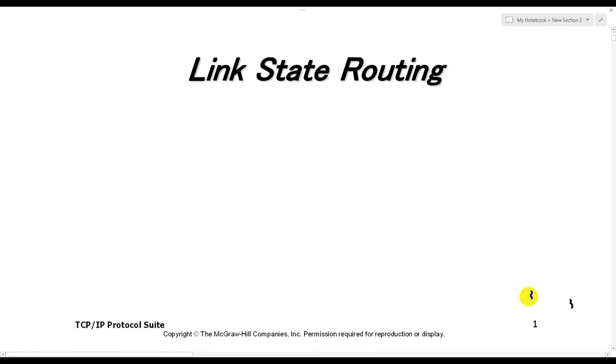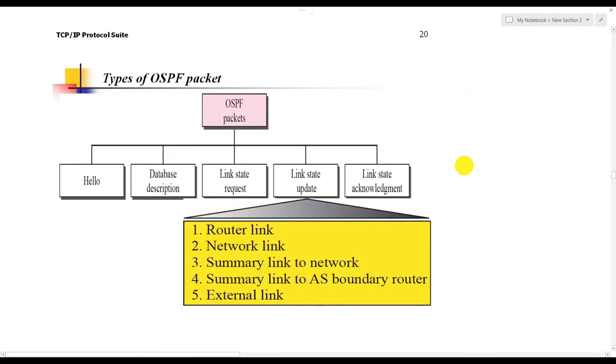About routing protocols, so far we discussed distance vector routing, and the other technique is link state routing. Both techniques are for intra-domain routing. Intra-domain routing is routing which is done inside the autonomous system. So OSPF packets can be sent in 5 scenarios.